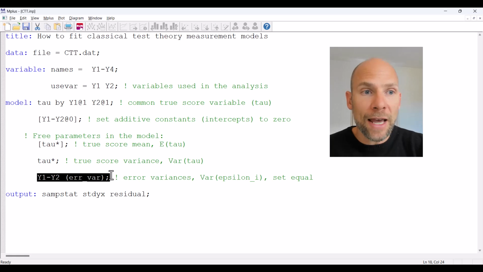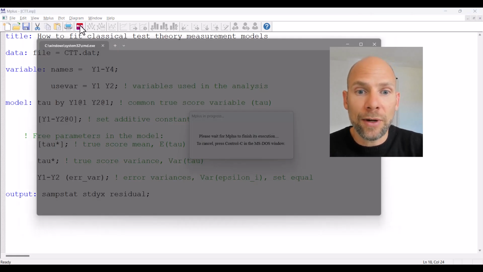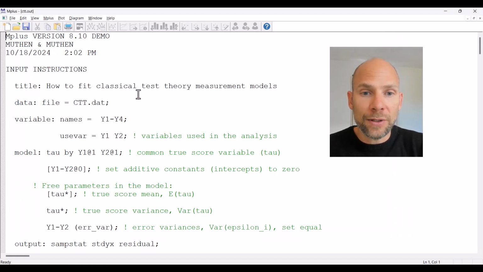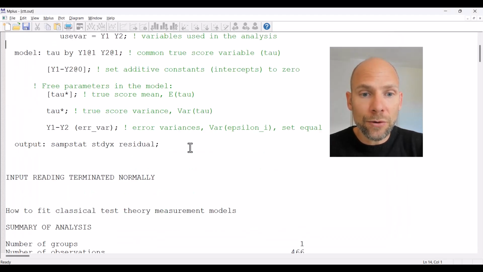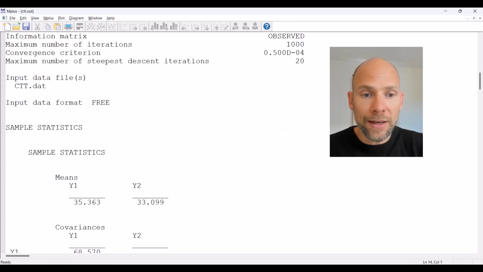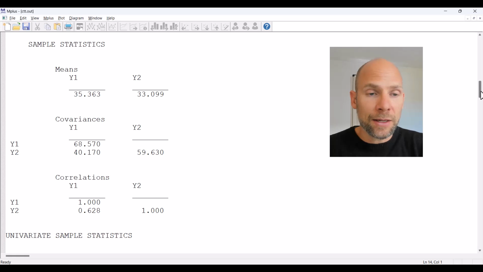Now let's take a look at the output file for this model. So let's run this and take a look at what Mplus gives us for this model. When we scroll down here, we can see that we get the observed sample statistics, the means, and you can see the means here are relatively different, 35 versus 33. We have the covariance matrix with the variances in the diagonal. You can see also the variances are a little bit different.